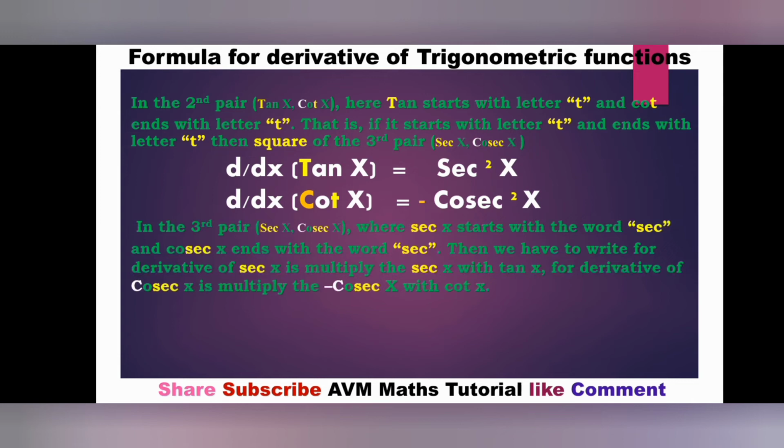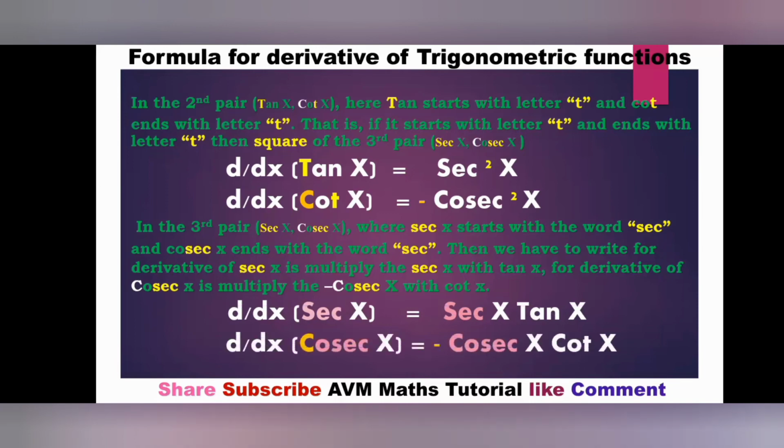That is, d by dx of secant x equals the same trigonometric function secant x into tan x, and d by dx of cosecant x equals the same function cosecant x into cot x. Here, cosecant x starts with the letter C. Therefore, minus of cosecant x cot x. Therefore, d by dx of cosecant x equals minus cosecant x cot x.